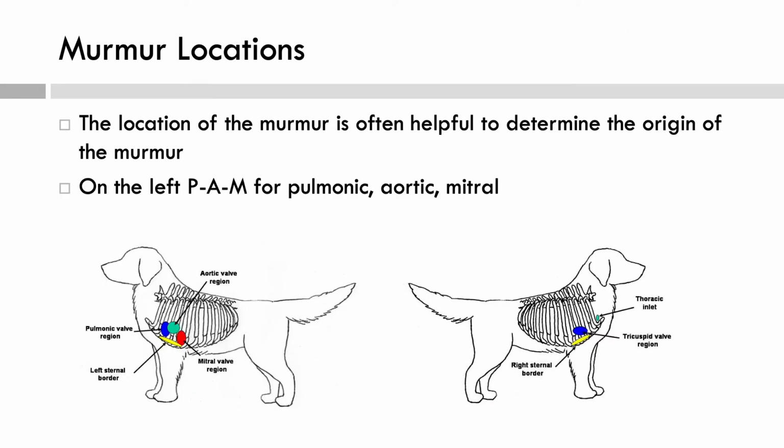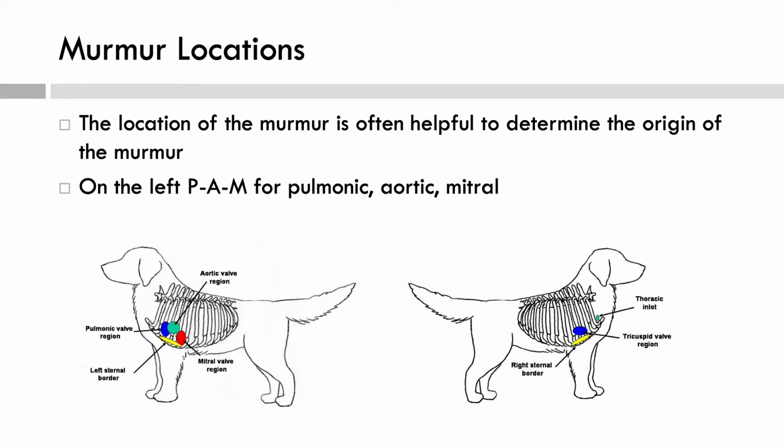The next important thing to know is murmur locations. The location of the murmur is often helpful in trying to determine the origin of the murmur. On the left side of the chest, the term PAM has been proposed to describe P for pulmonic, A for aortic, and M for mitral.